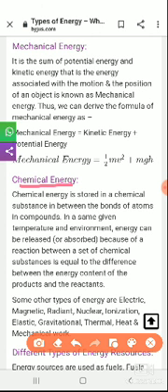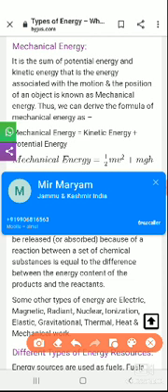In some given temperature and environment, energy can be released or absorbed because of reaction.